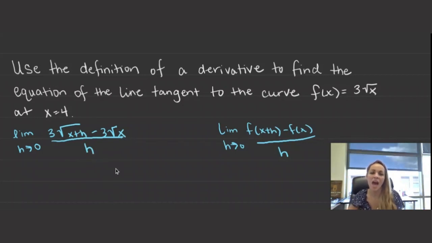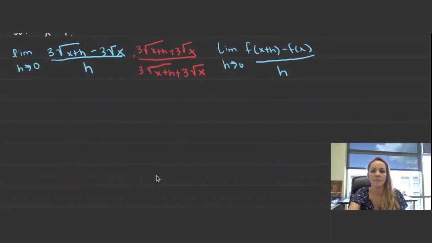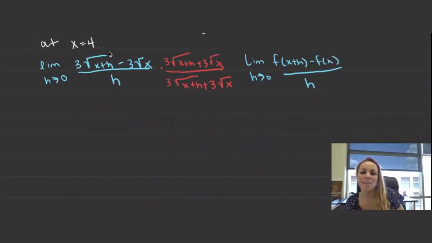To simplify this, I'm going to multiply by the conjugate. The conjugate of this numerator is the exact same thing, except there's a plus sign in it. I'm going to apply that on the top and the bottom because I need to multiply by a 1. To multiply this, I'm going to multiply the first term by the first term over here. 3 times 3 is 9, and square root of x plus h times the square root of x plus h is the quantity x plus h.